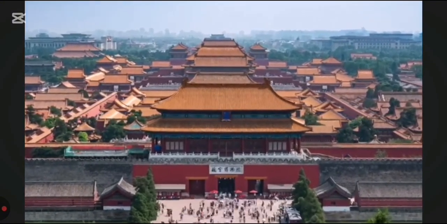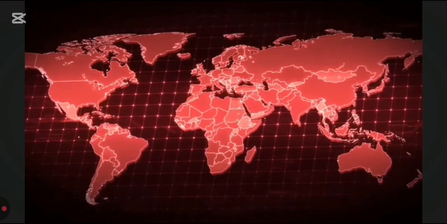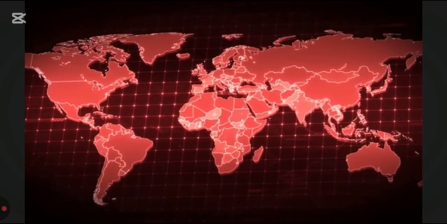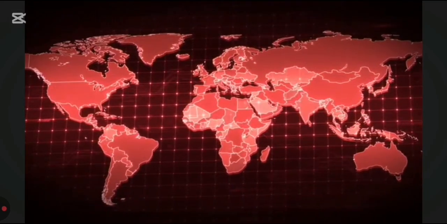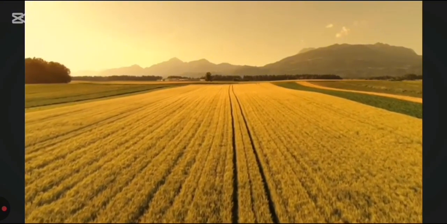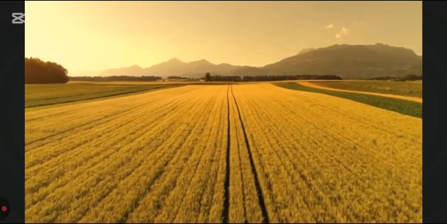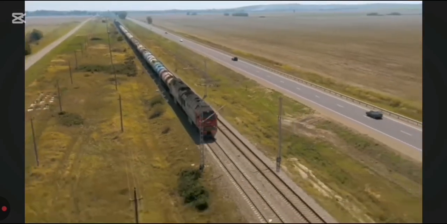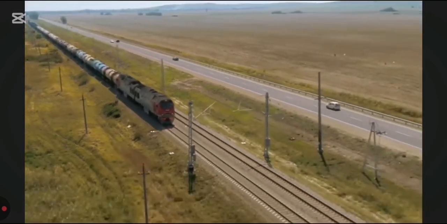This strategic alignment is not just a win for Russia. It's a decisive pivot in the broader geopolitical landscape. Russia's new agricultural rail corridor, operational since November 2024, has slashed shipping times to China from 28 days by sea to just 11 days by rail, drastically improving efficiency and predictability.